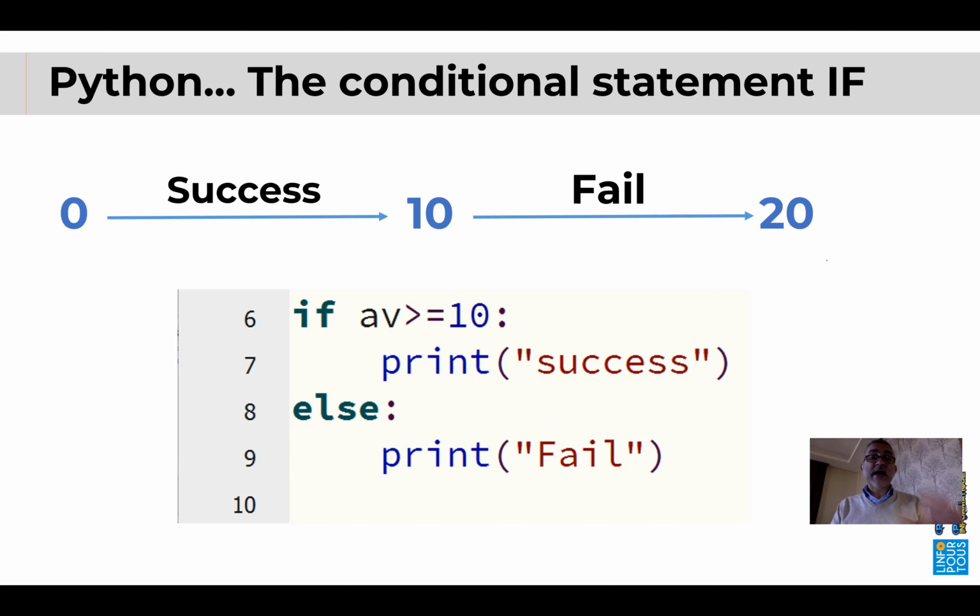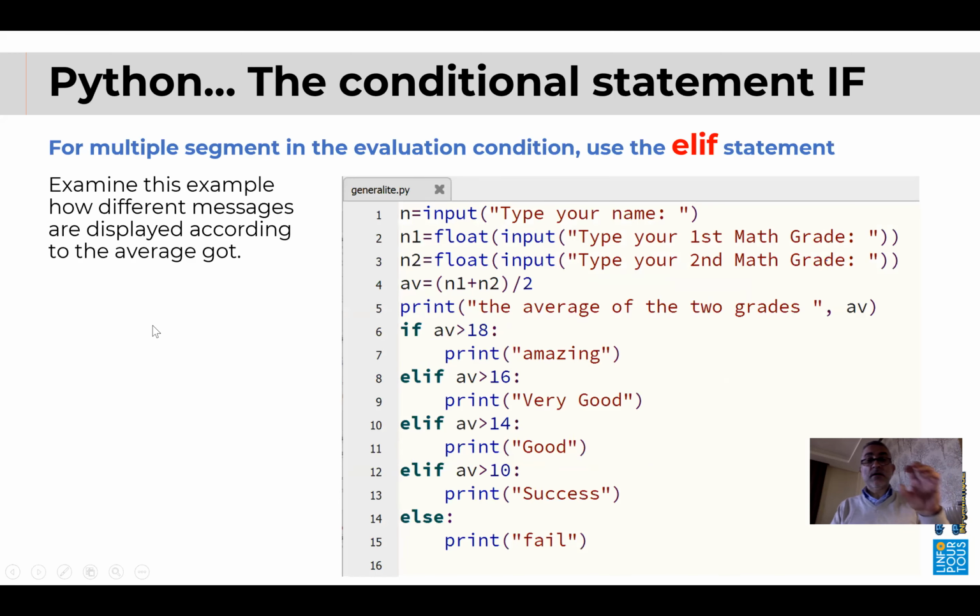But if I have more than two messages to display, as we are seeing here, we have to go to the elif, or else if, statement. As you can see here, I can display as many messages as I want by creating those segments. If average is greater than 18, print amazing, greater than 16, and so on. So in lowercase, this structure should be memorized by students in order to write it in a correct way.